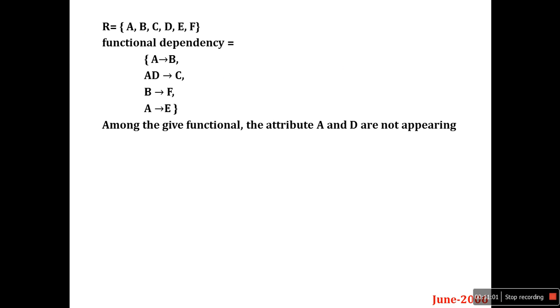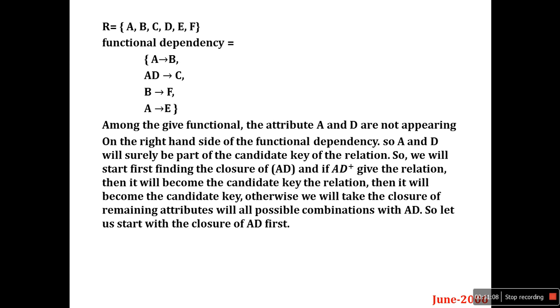Okay, first one, the given relation is A, B, C, D, E, F, and the functional dependencies are A to B, AD to C, B to F, A to E. Among the given functional dependencies, the attributes A and D are not appearing on the right hand side. On the right hand side there is no A, there is no D, but B is there, C is there, F is there, E is there. So A and D will surely be part of the candidate key of the relation.